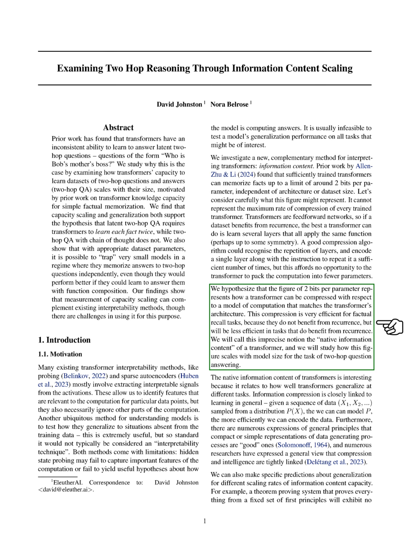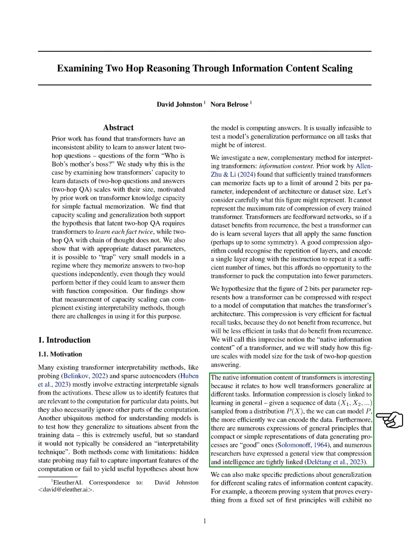The native information content is significant because it relates to how well transformers generalize across different tasks. Information compression is linked to learning. The better we model a data distribution, the more efficiently we can encode the data. There is a general consensus among researchers that simpler representations of data generation processes are preferable, and that compression and intelligence are closely connected. We can also predict how generalization varies with different rates of information content capacity.